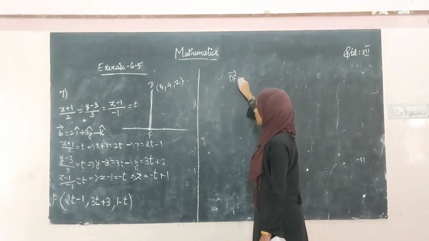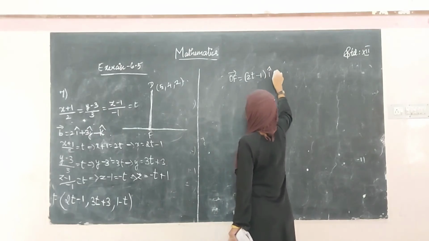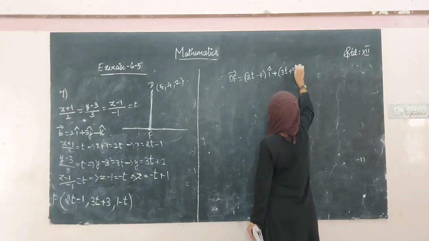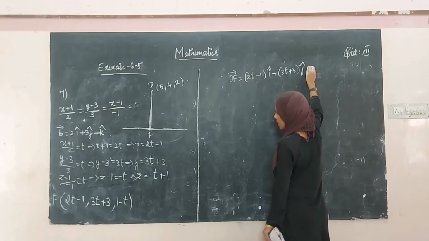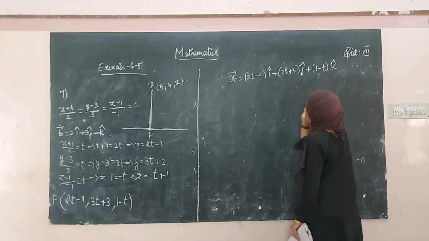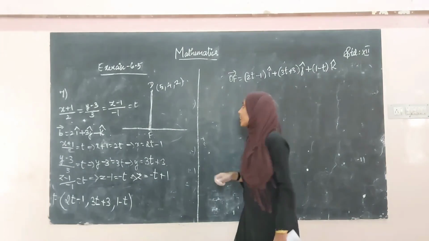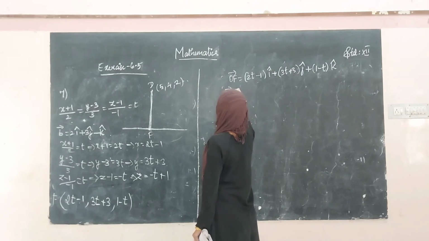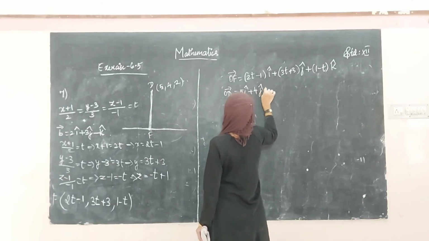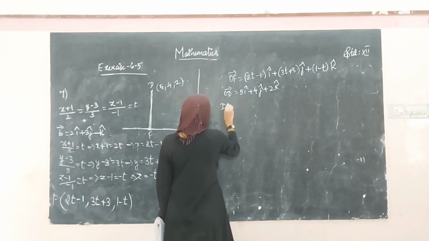OF vector is equal to, what's the first point? 2t minus 1 into i cap plus, the second point is 3t plus 3 into j cap plus 1 minus t into k cap. So this is the OF vector. Okay, so this is the point D, right? So from this we can write the OD vector. What is the OD vector? 5 into i cap plus 4 into j cap plus 2 into k cap.